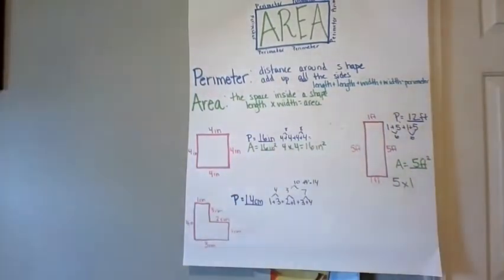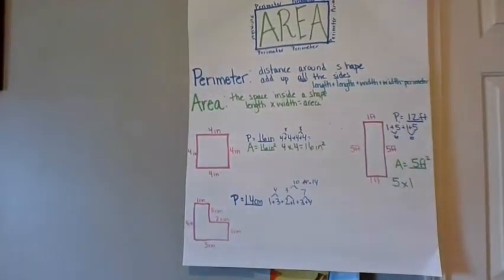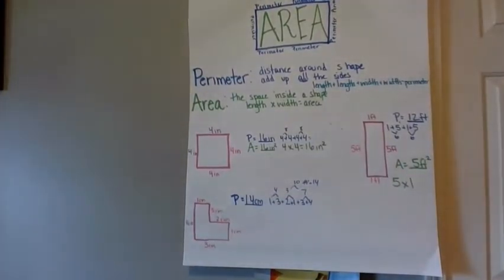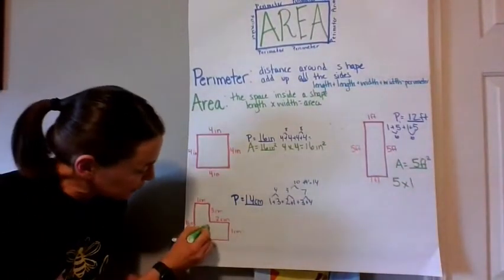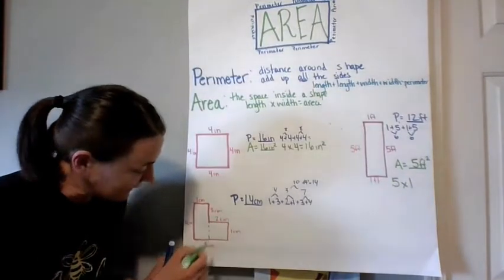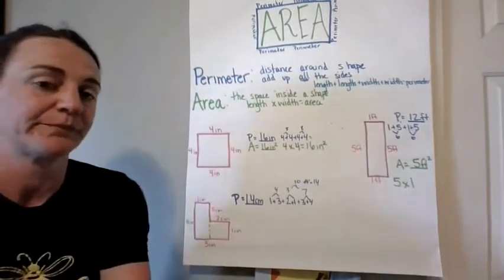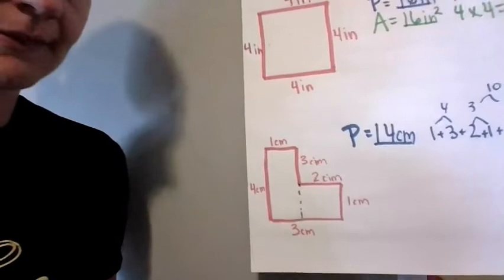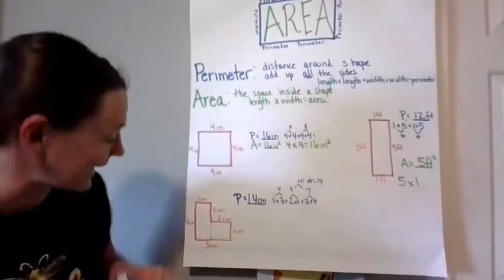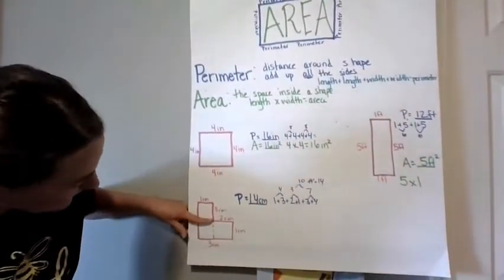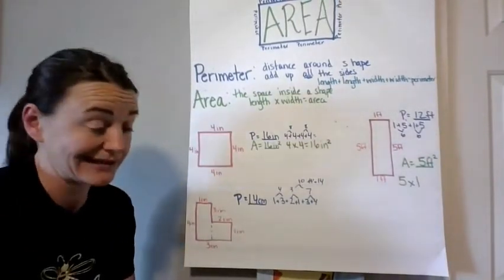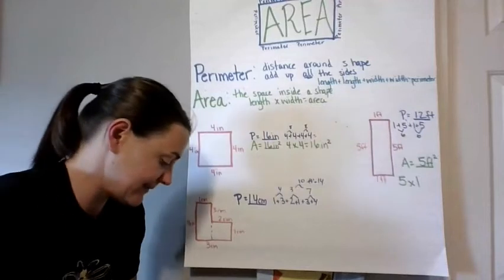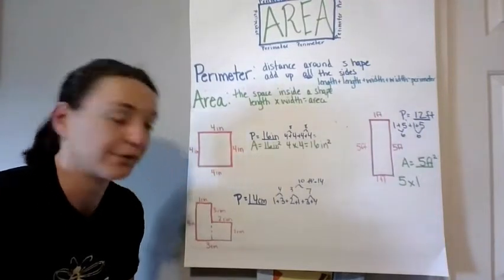Now I want you to think for a second. How would I find the area of that shape? Yes, you're right. We could break it up into 2 different rectangles. So I could break it there. Or I could have also put my line here and break it up there.